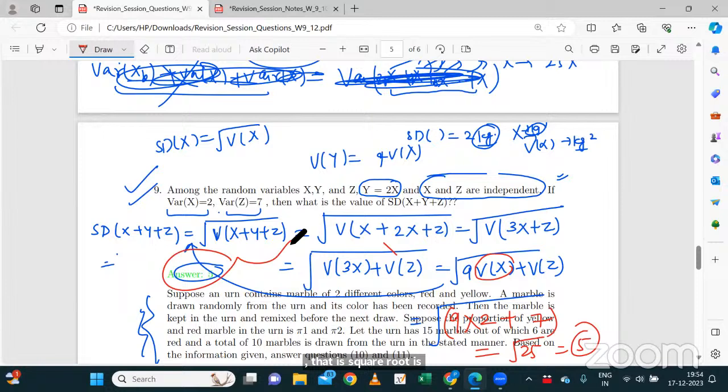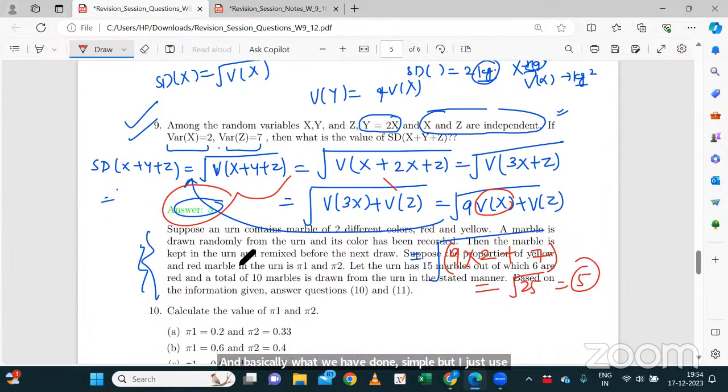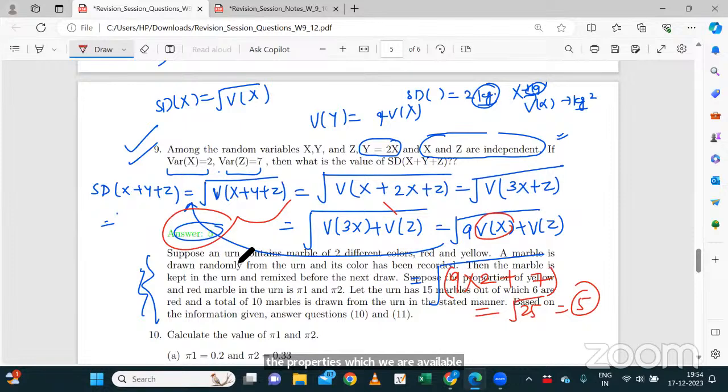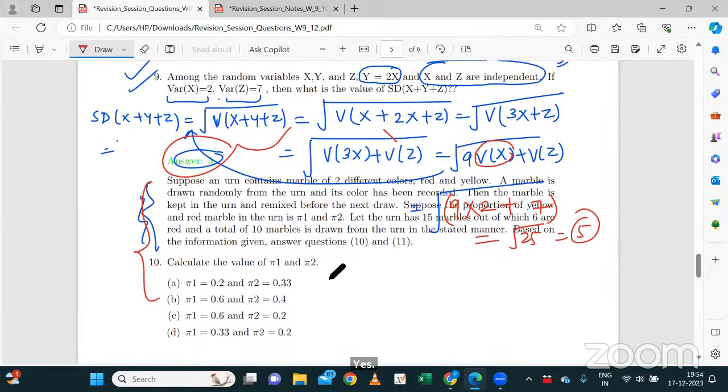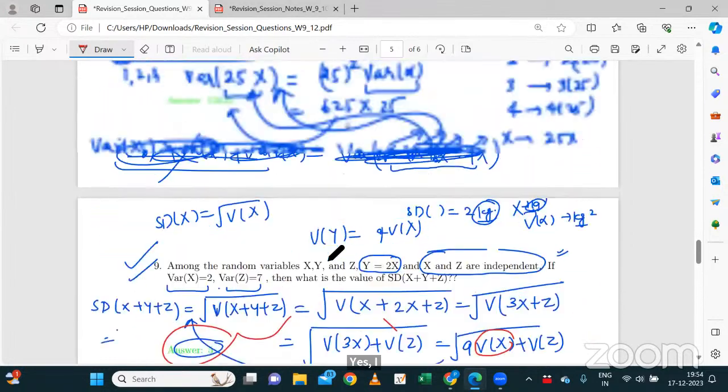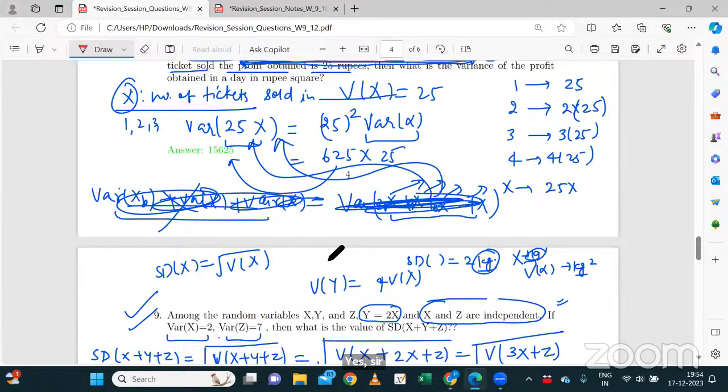Basically, the question is simple, but I just used the properties we are aware of. Is this clear? Expectation, variance, PMF, CDF? Yes, sir, it's clear. These are the questions from distribution. In the upcoming session on Tuesday, most probably Musa ma'am will take the revision session. If not, we will revise the content of week 11 and week 12.